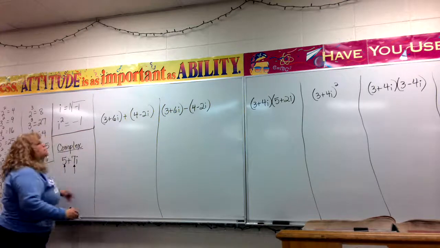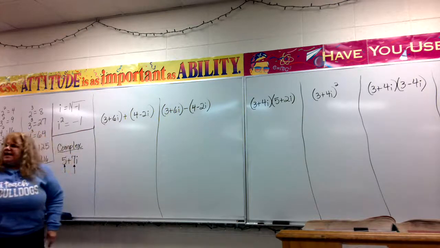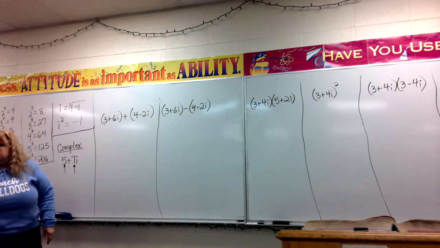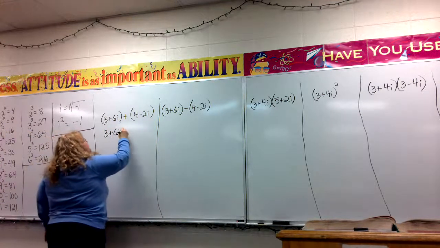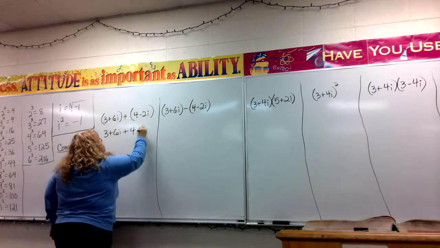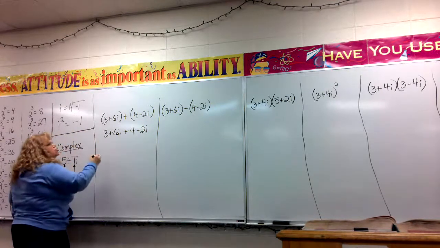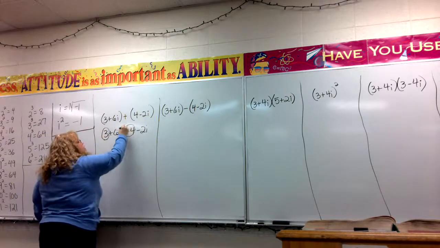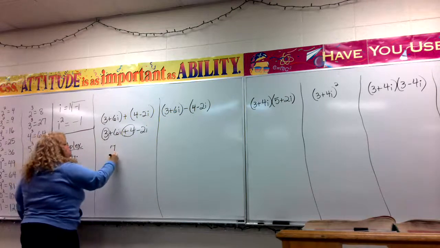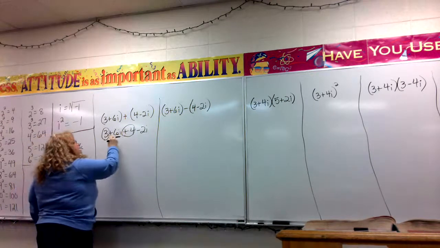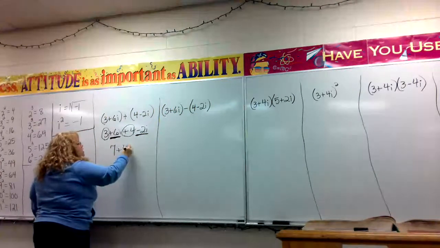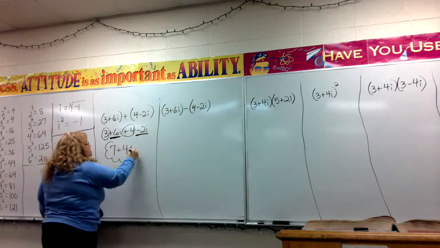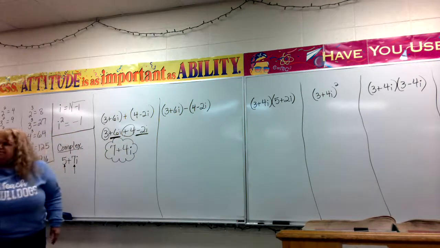So, starting with adding, if you're going to add things like that, do you actually really even need the parentheses? No. This is really just 3 plus 6i plus 4, take away 2i. And then you just combine the like terms. I've got a 3 and a plus 4, 7. I have 6i, take away 2i. And that's my answer right there. That's not very difficult, is it?